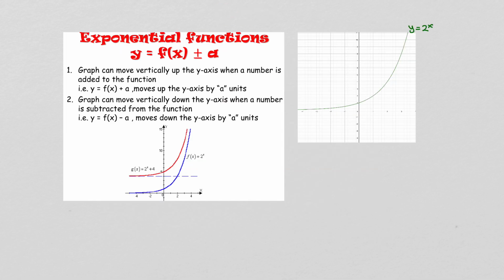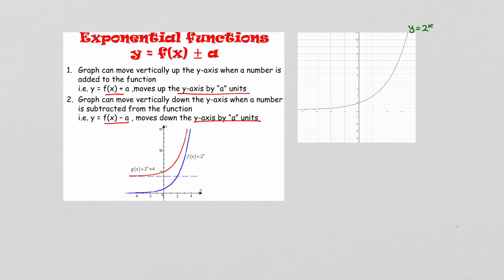So if we look at our first transformation, same as always, if it's the function plus or minus a number, then what's going to happen is that the graph will move up or down the y-axis. If we add a number to the function, then the graph will move up the y-axis by that number of units. If the graph moves down the y-axis, then it's the function minus the number.